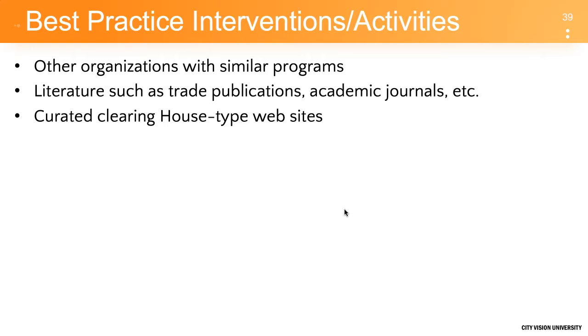Oftentimes, you'll find innovation at the smallest organizations in unexpected ways, as well as you'll be able to find innovation also, most likely, in the larger organizations because of the budgets that they employ. So, looking at other organizations is a great first start. The second is to look at literature, such as trade publications and academic journals. And lastly, there's curated clearinghouse-type websites. So let's review some of these to get a feel for how each category represents itself.